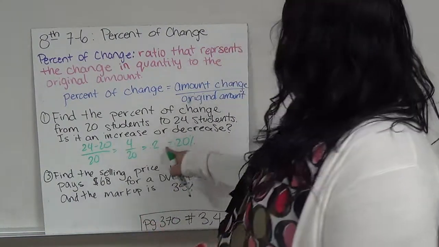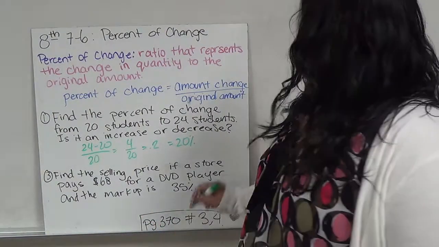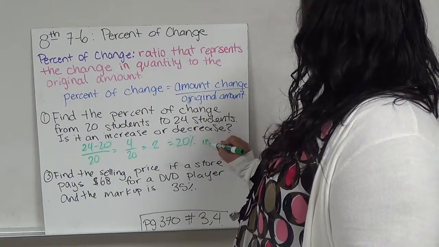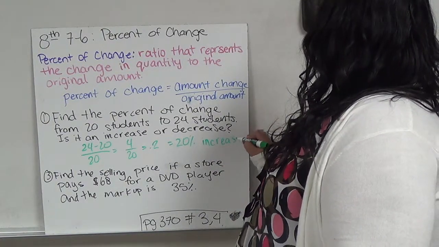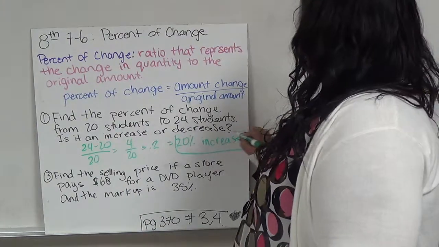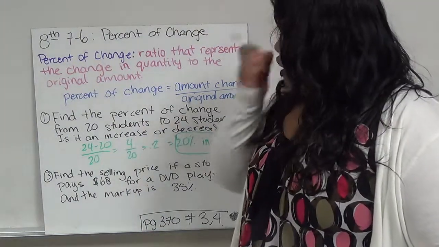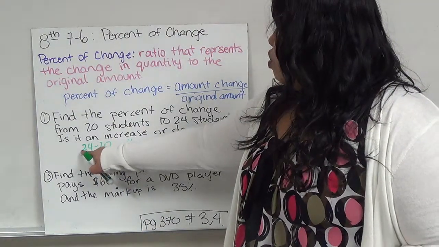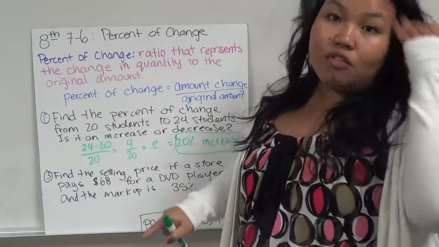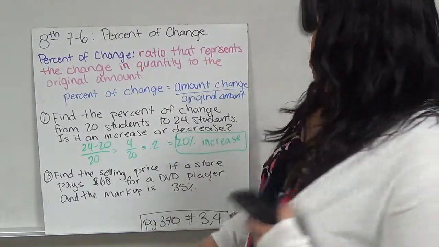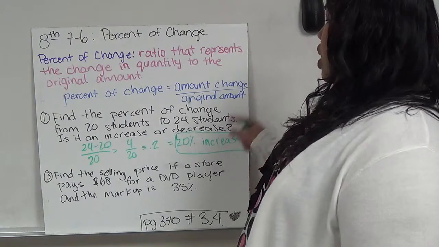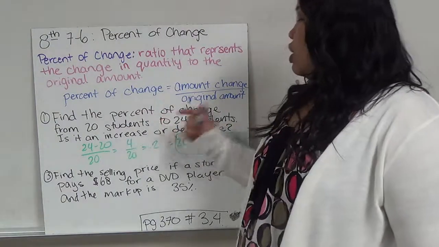So because this 0.2 is a positive, then this is an increase, 20% increase. If it was a negative, then it would be a decrease, because if it was a negative, that means that when I subtract, this would give me a negative value. That means we went down. But because it's positive, we're going to do a 20% increase. So there's a 20% increase of students that had happened.